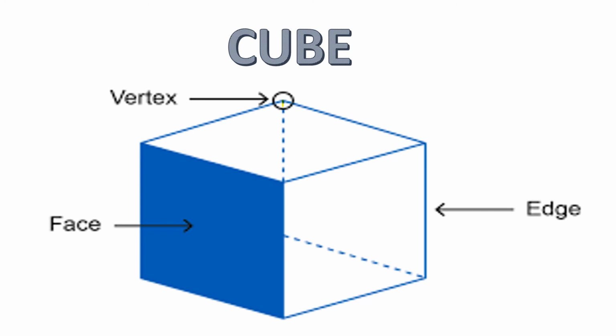Take a geometry box as an example and find out how many faces, how many edges and how many vertices it has. Cube and cuboid have the same number of faces, 6, the same number of edges, 12, and the same number of vertices, 8.